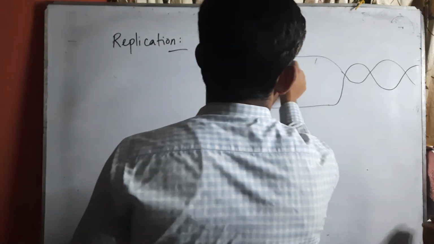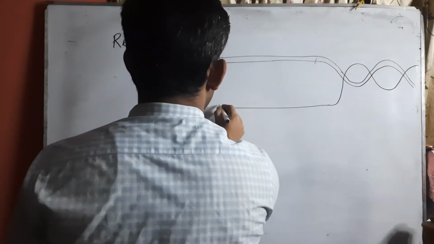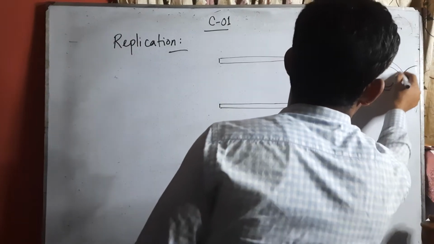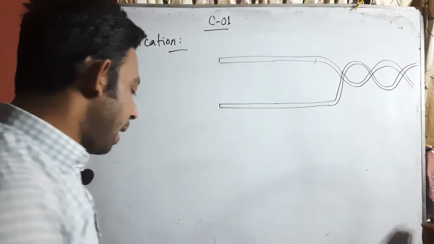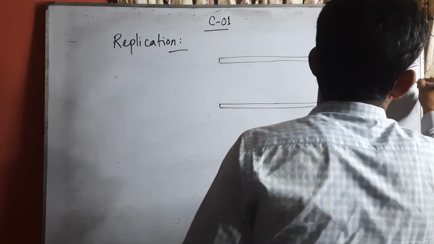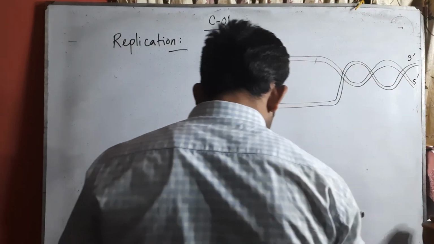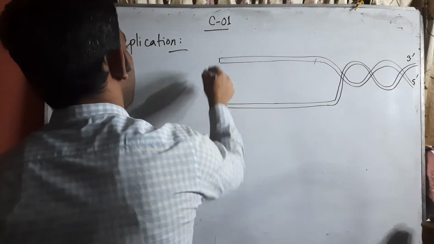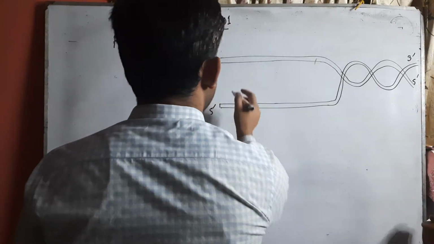Here make it double, and in this way you will also make this strand double. So we draw a structure like this, and also indicate the parts. Suppose this end is the 3 prime and this end is the 5 prime, and this one is the 5 prime and this one will be the 3 prime. In this way there will be a structure like that.